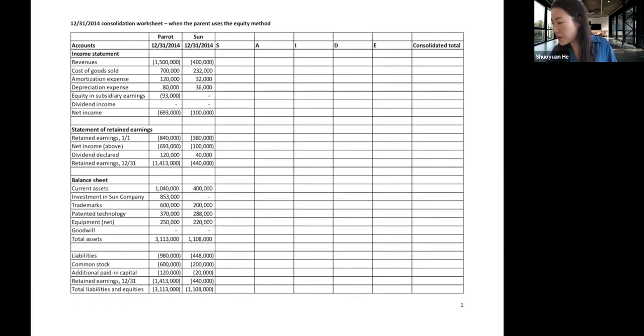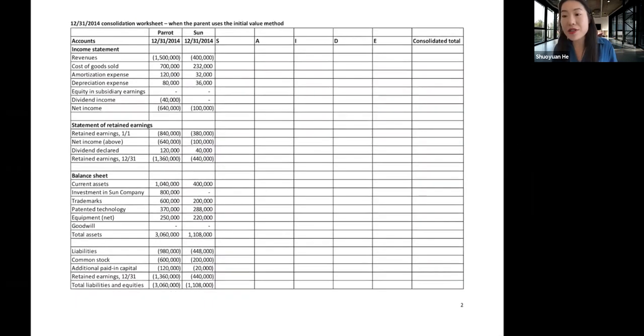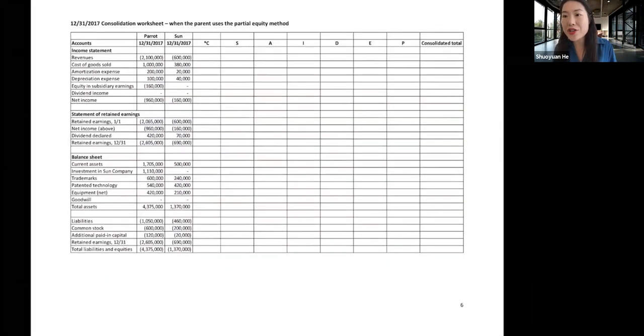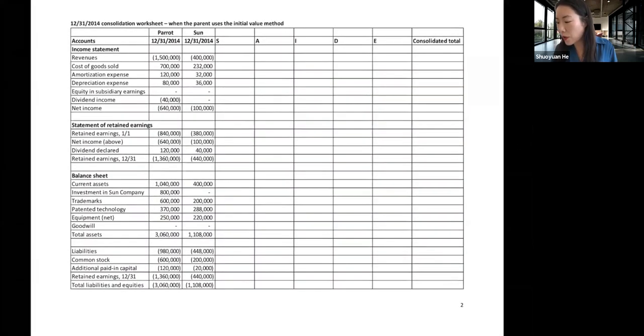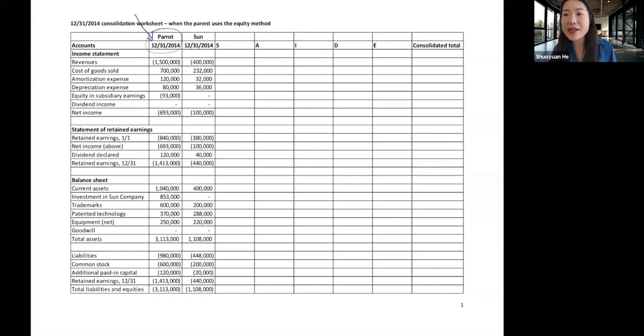And the first column here is taken from what we did in last class. So basically, in this consolidation worksheet, first of all, we have 6 pages which represent 6 scenarios. And the first column of each page is the parent book. Each of those columns is taken from each of the 6 columns from last class.